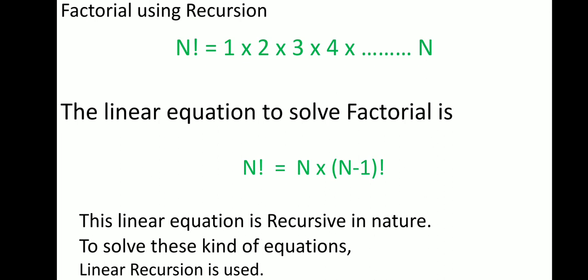up to n. The linear equation to solve factorial is n factorial is equal to n into n minus 1. Now look at the equation. Here the number of variables required is only 1, n, and this n is repeated again and again. That's why this linear equation is of a recursive nature. To solve these kinds of equations, we need linear recursion.